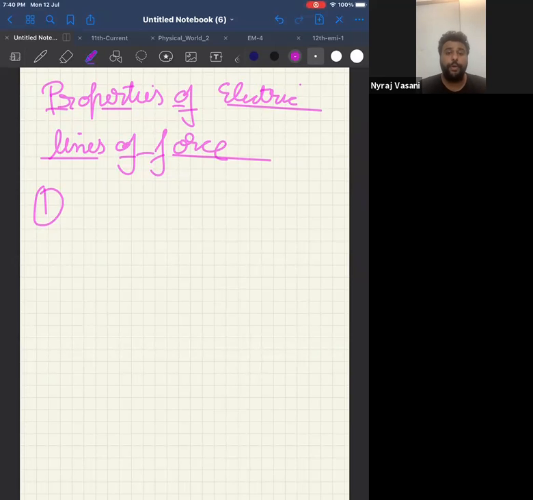Now look at the third point of electric lines of force. They never cross each other because they are parallel along their journey. This also we have done in our 11th standard. Now look at the fourth point of electric lines of force. They are always normal to the conducting surface. Means what? They are always at 90 degrees to the conducting surface.